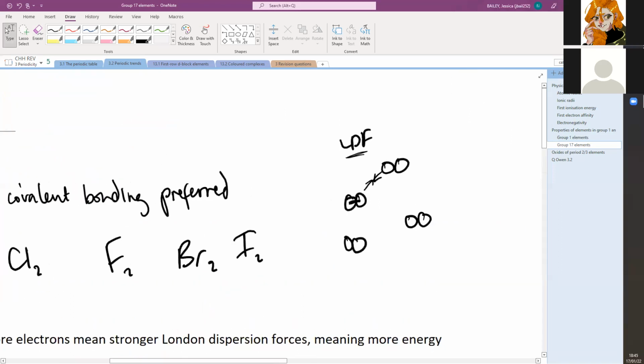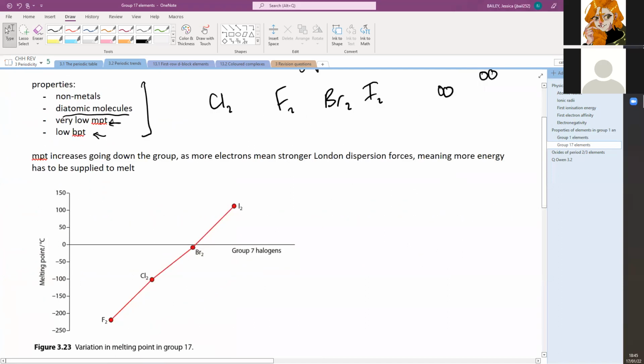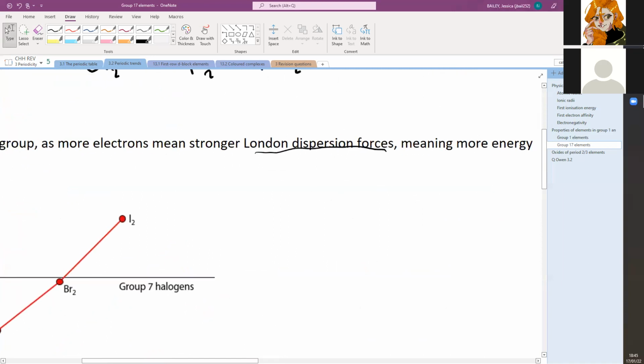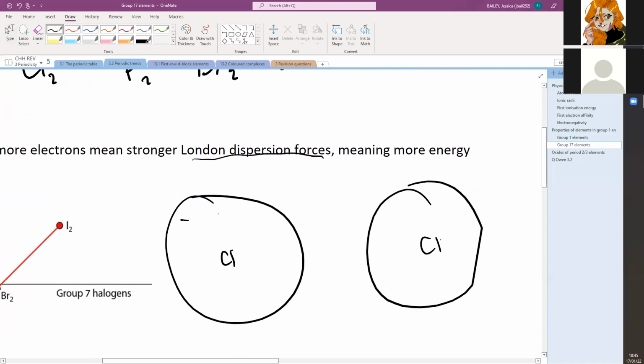So yeah. As for trends down the group, as you get bigger, you have more electrons, essentially. And hence, if you have more electrons, your London dispersion forces increase. Because London dispersion forces have everything to do with instantaneous dipole-dipole interactions. So basically, if I have a cloud of, let's call this chlorine, and there's another chlorine here, there's just a bunch of negative electrons that are floating around within this sphere of chlorine.